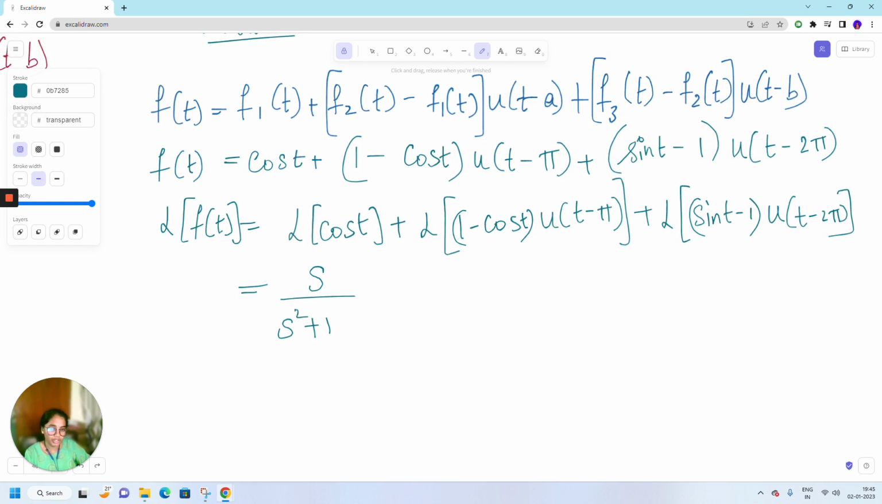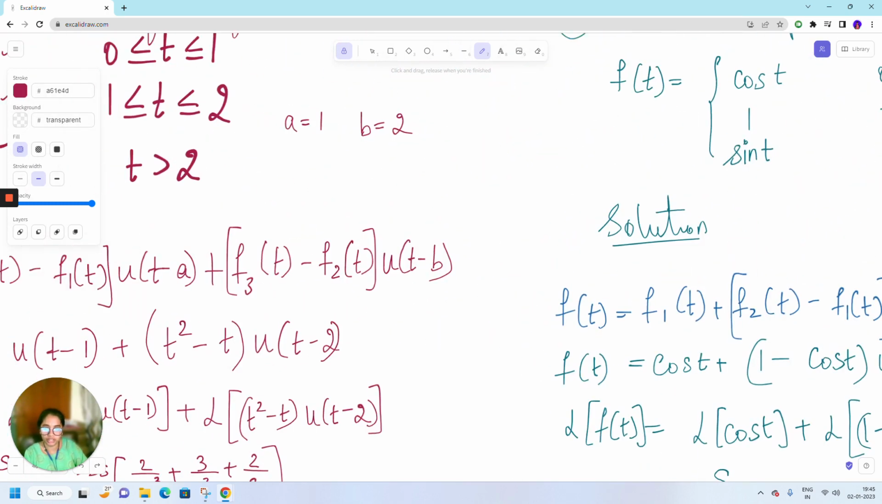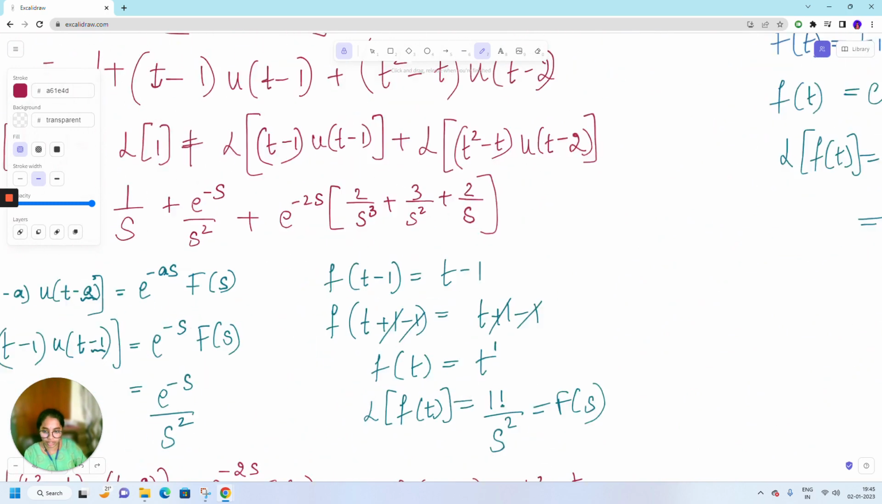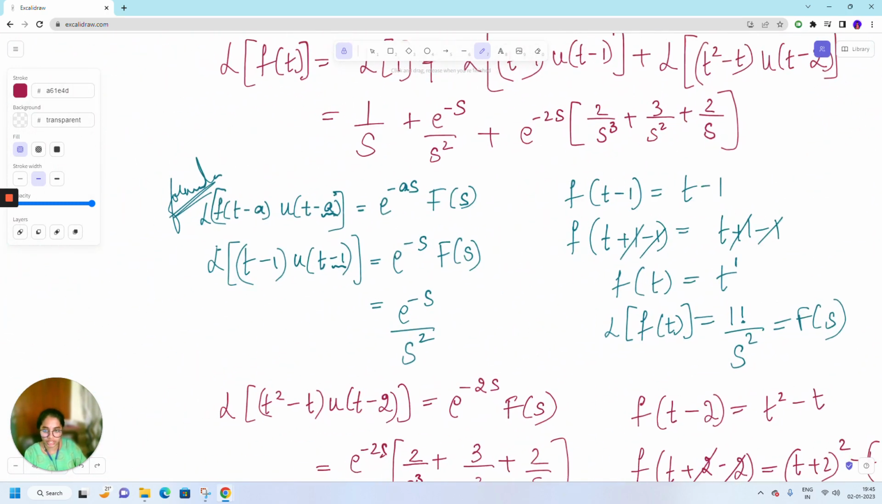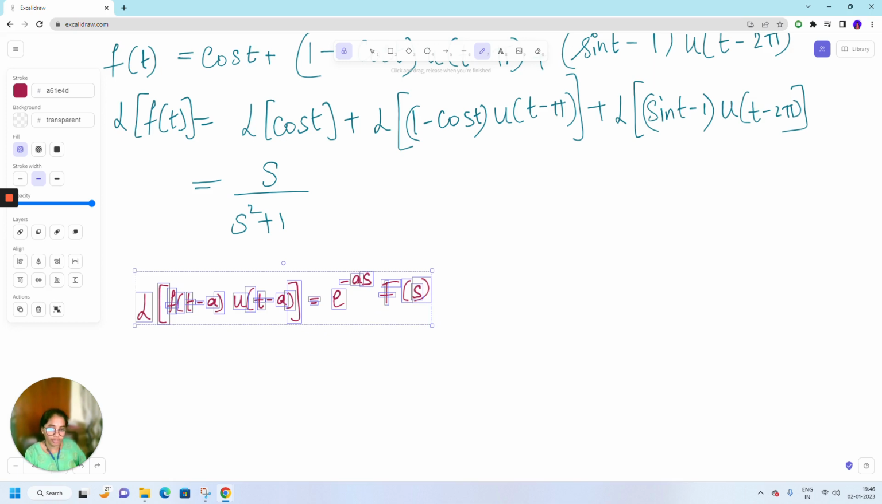What is Laplace of the second term? We would have to apply which property? The second property. What was the second property here? Let me write down the formula. Yeah, this was the second property, right? So yes, this is the formula for our second property: Laplace of f of t minus a into u of t minus a is equal to e power minus as into f of s.